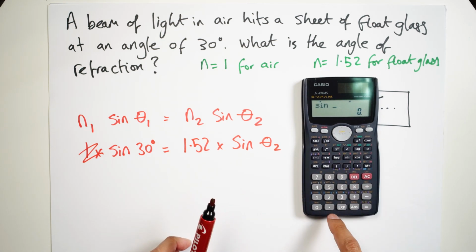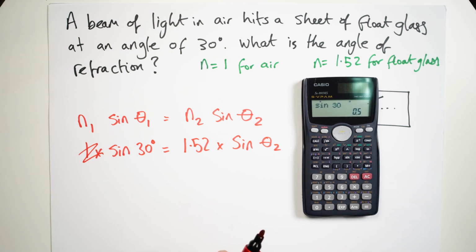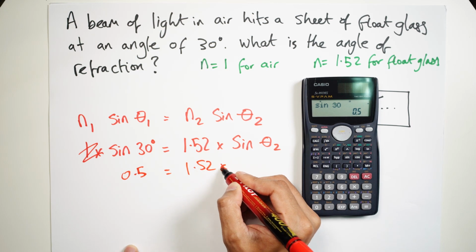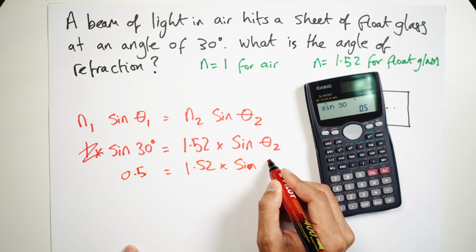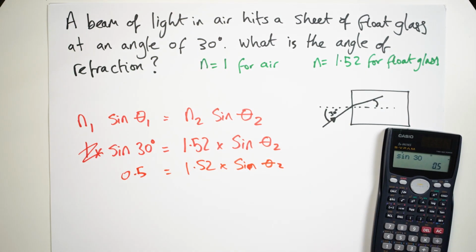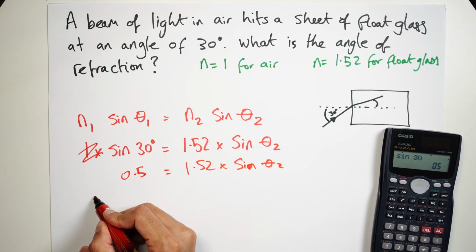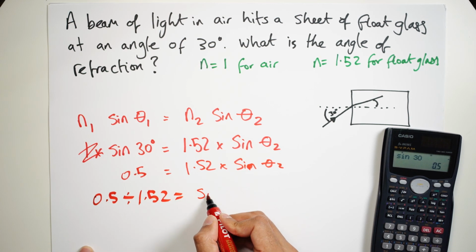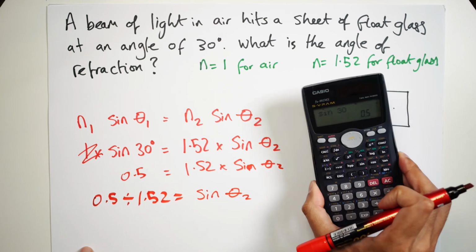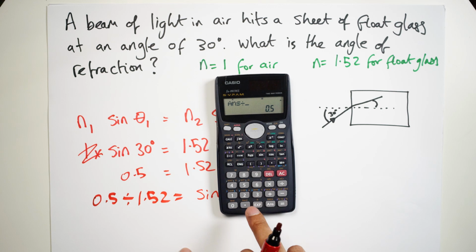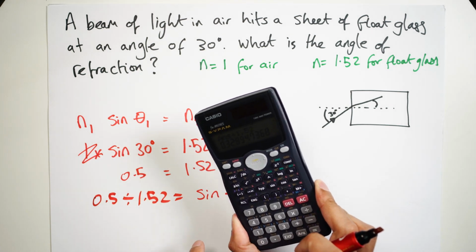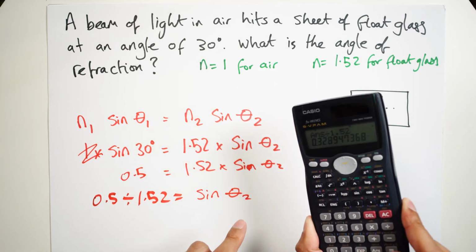So we go sine 30, which equals 0.5, equals 1.52 times sine theta 2. And then what we do is we divide both sides by 1.52, or we basically take this over to the other side. So 0.5 divided by 1.52 equals sine theta 2. So let's do that. Divided by 1.52, which equals 0.3, let's call that 0.33.